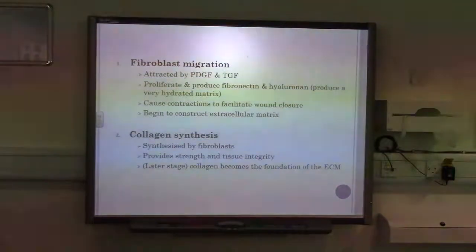The collagen synthesis: collagen is synthesized within the nucleus of the fibroblast, and this is required to provide strength and tissue integrity at that wound bed. And they become the foundation of the extracellular matrix, and this allows the process then to move on to the angiogenesis and epithelialization stages.